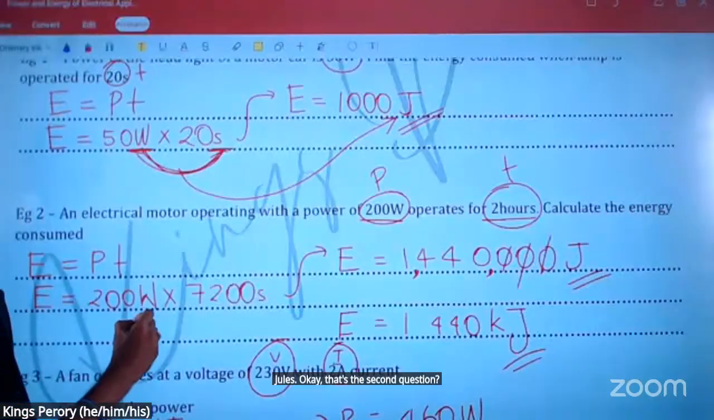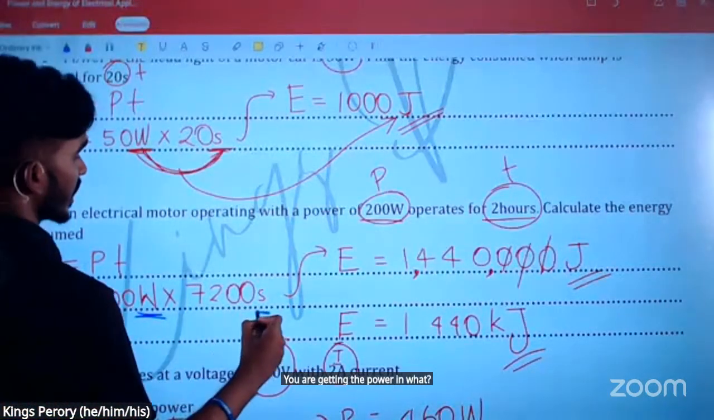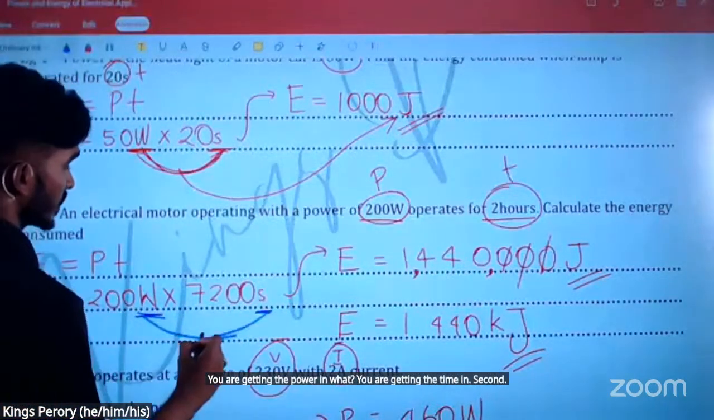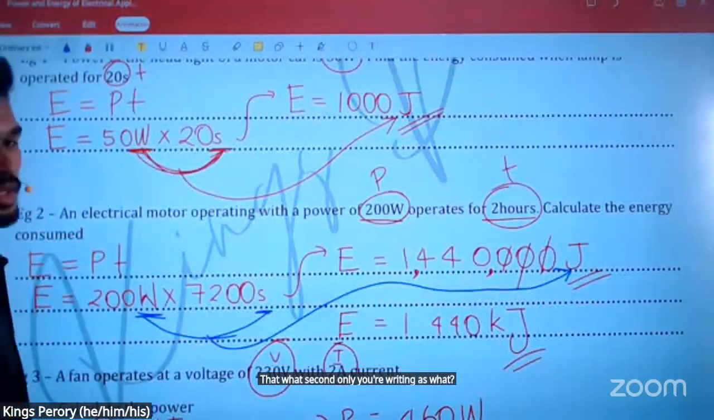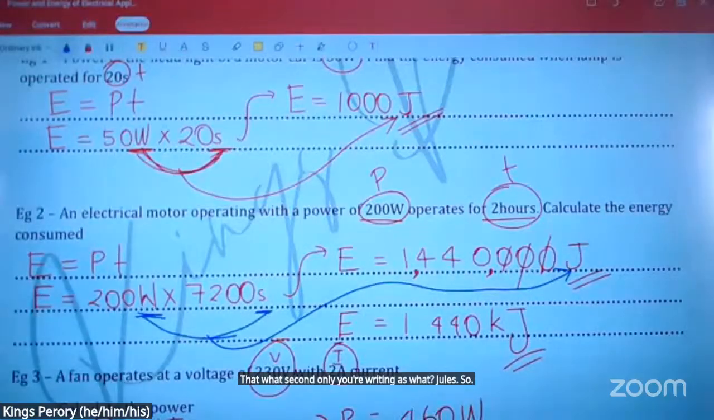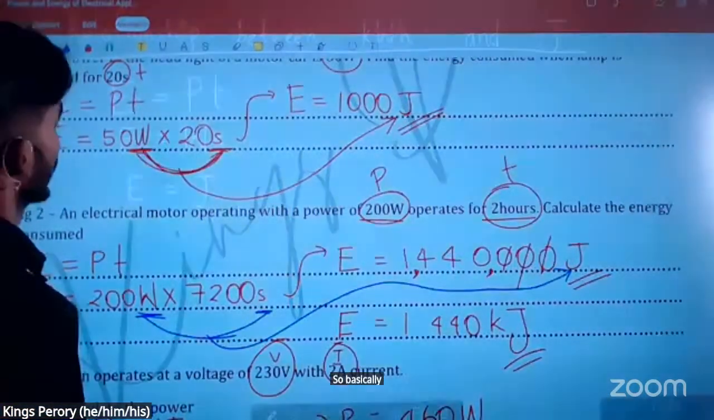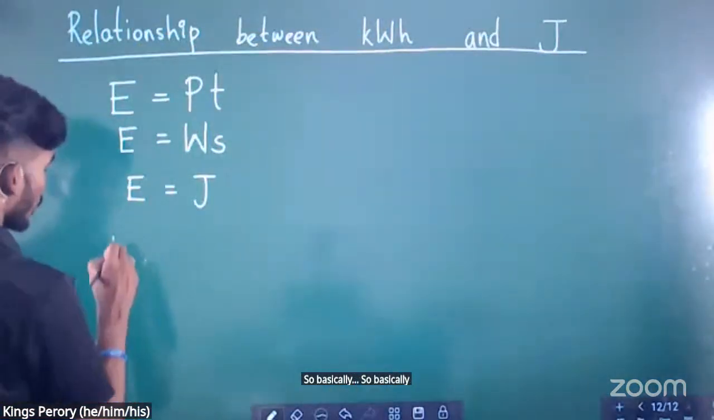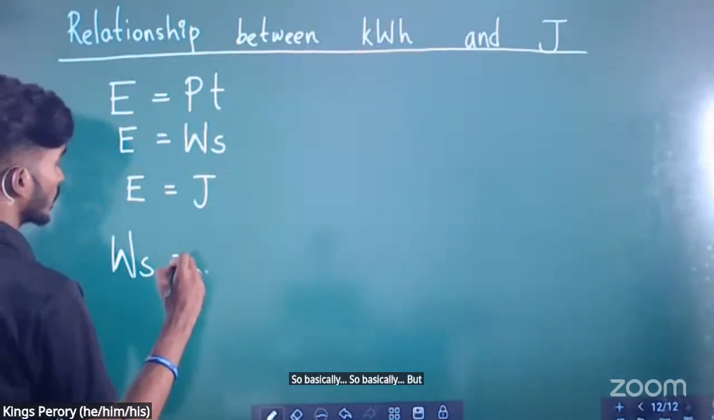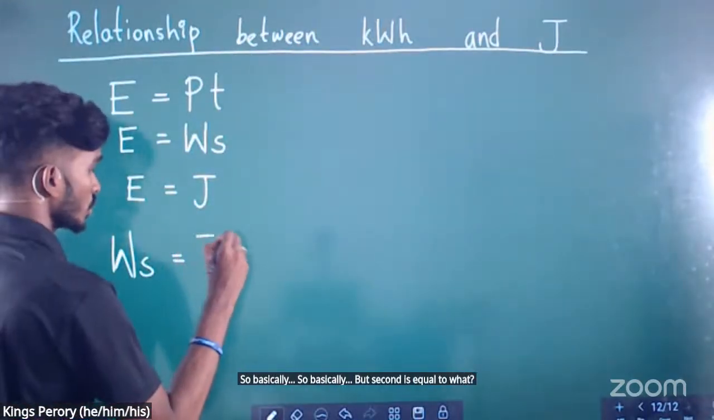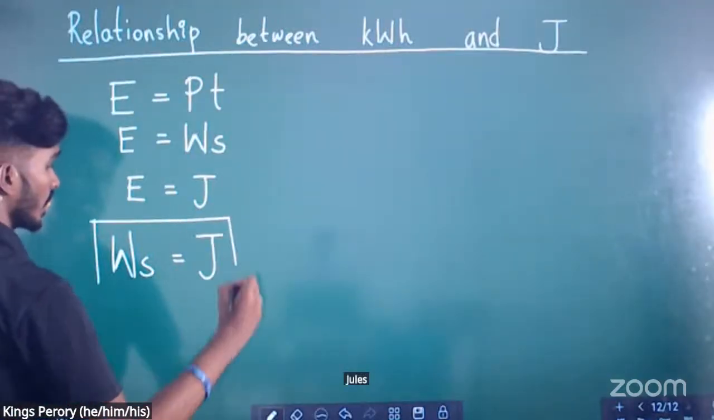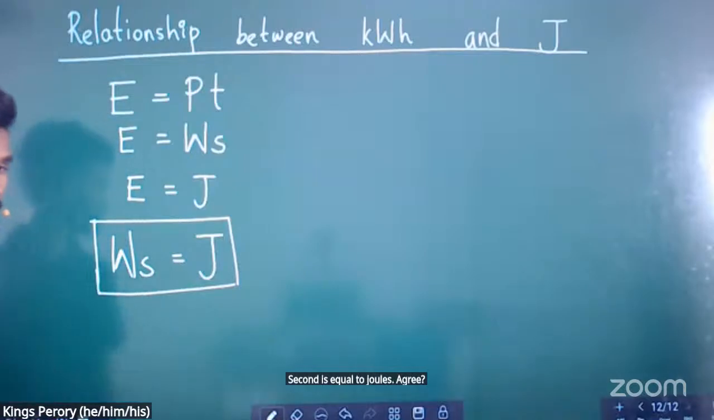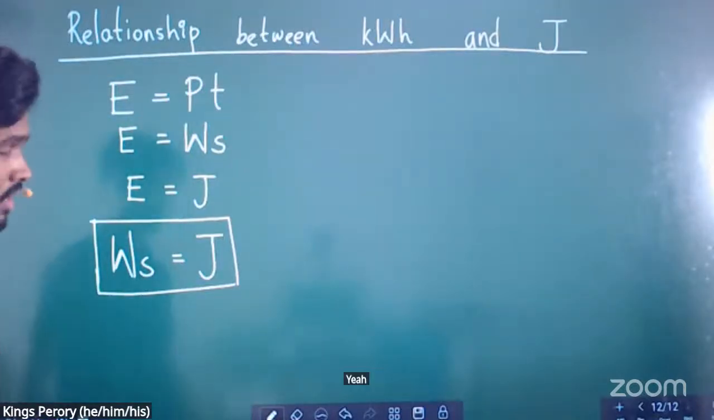Okay, the second question. You are getting the power in watt, you are getting the time in second. That watt second only you are writing as joules. So basically, watt second is equal to joules. Agree? Yes.